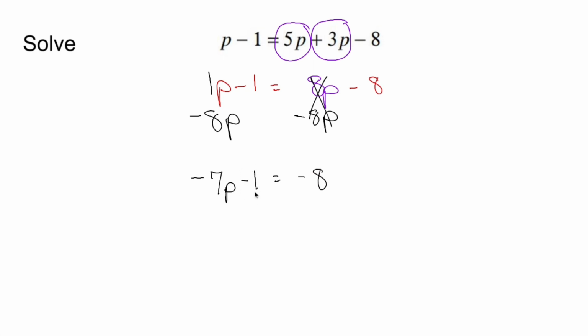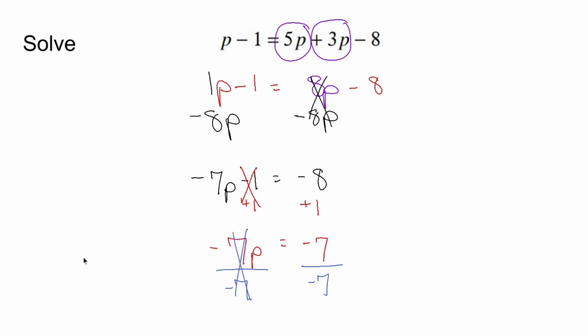Always get rid of your number that you're adding or subtracting first by doing its inverse. So that means add 1 to both sides, cross you out. -8 plus 1 is -7. Drop down the -7p on the left. Now I still have one more step to go. -7 is being multiplied to p. In order to get rid of being multiplied to p, you have to divide both sides by whatever that number is, and so you divide both sides by -7.